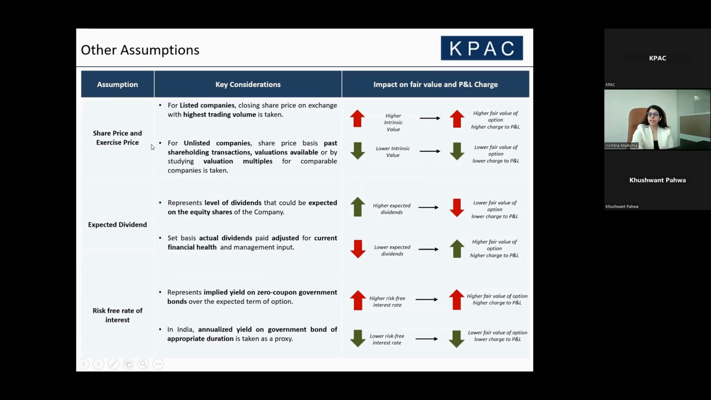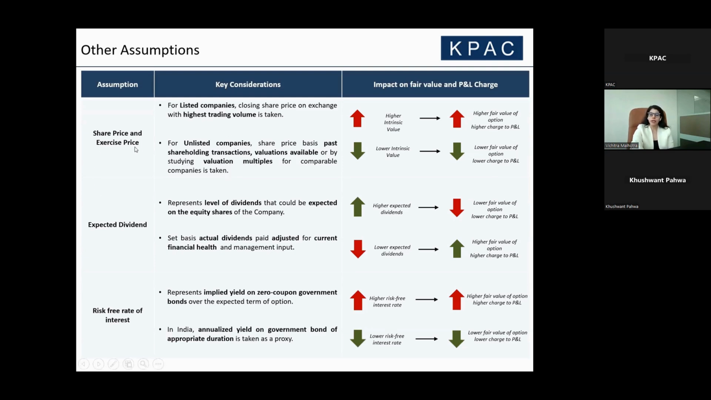Now, obviously, in terms of setting the assumption, exercise price is a given input. In case of share price for listed companies, it's available. The closing share price is taken from the stock exchange with the highest trading volume. However, in case of unlisted companies, the share price to be used here again needs to be consistent with the share price that you may have seen in past shareholding transactions, any valuation reports available internally. And in case nothing is available, then ideally studying the valuation multiples of comparable companies and finding out the share price of the private company in question. Key thing to note is a lot of private companies sometimes feel that they should just use book value, but the standard is quite clear that it needs to be a market value estimate and not a book value estimate.